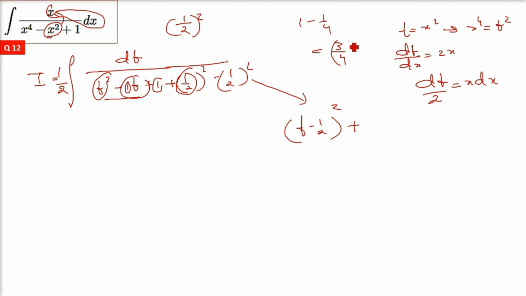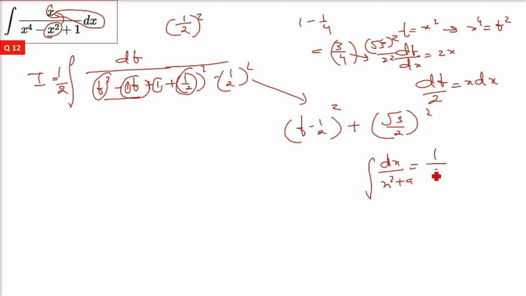First make an under root and then square it. The best thing is to make under root for all the terms, numerator and denominator. Under root 4 will release 2 out, so that will be root 3 by 2 whole square. So the integration of 1 by x square plus a square is 1 by a tan inverse x by a, dx by x square plus a square. I have not written a square, it is a square actually.